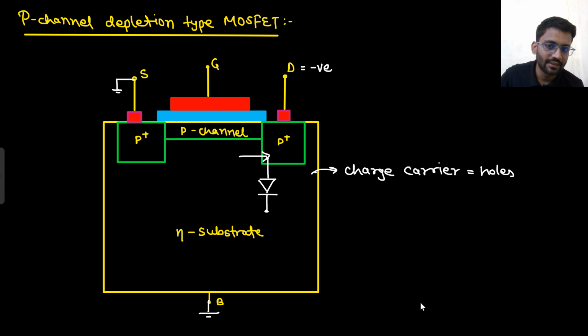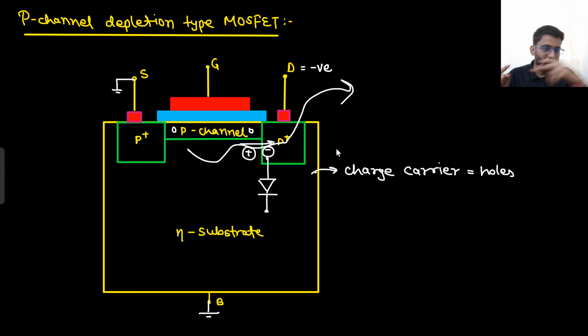What will be the direction? The direction of electric field will be this. Why will it be this? Because here you have negative and here you have positive. So the direction of electric field will be this, and there are holes available here. In the direction of electric field, they will be swept away. So the holes are traveling like this. That means what will be the direction of current? The direction of current will be from source to drain, because the current direction is the same as the direction of holes. The holes are traveling from source to drain, because in the direction of electric field only holes travel.